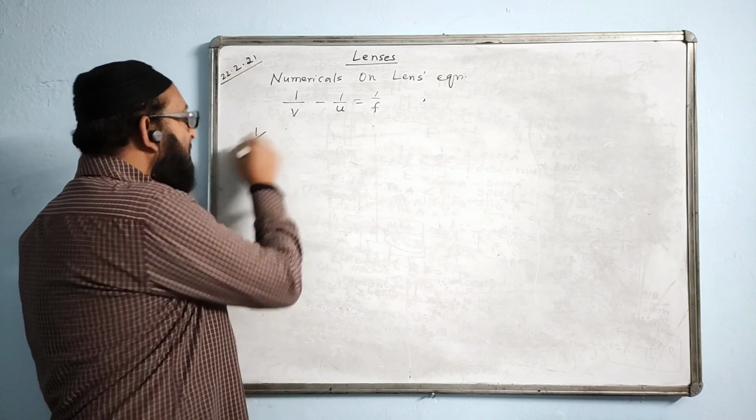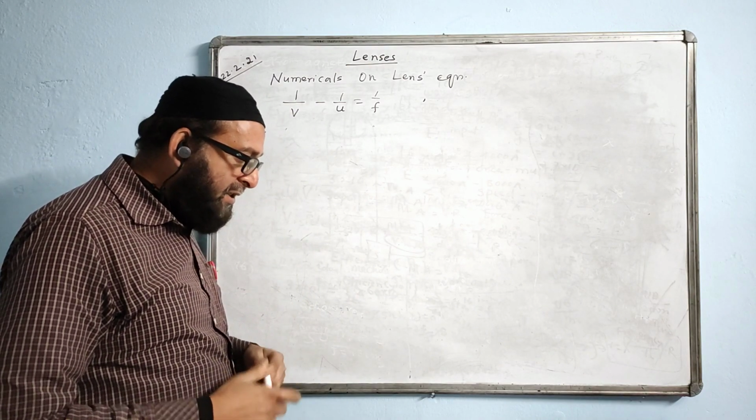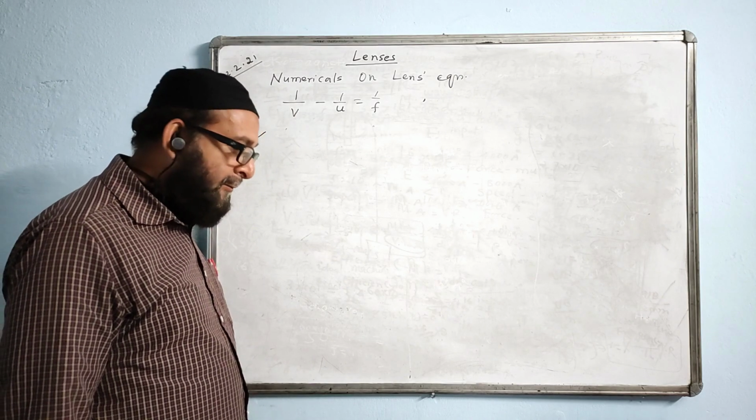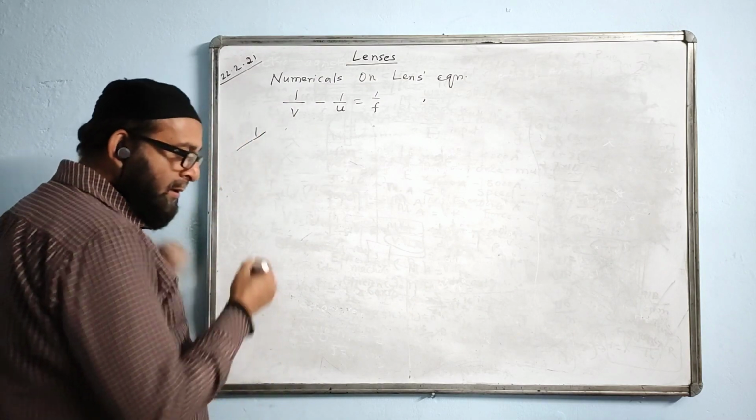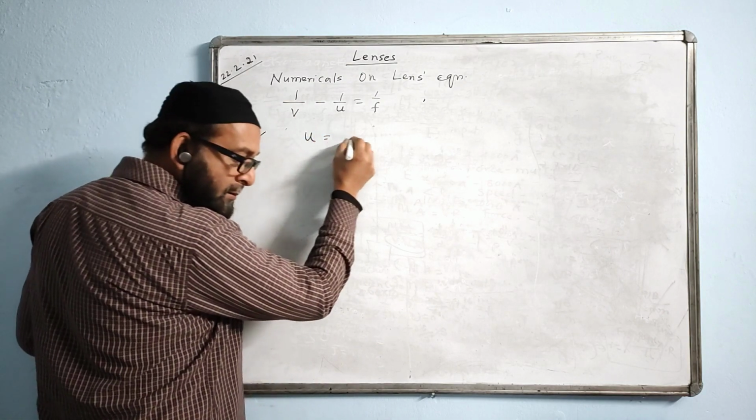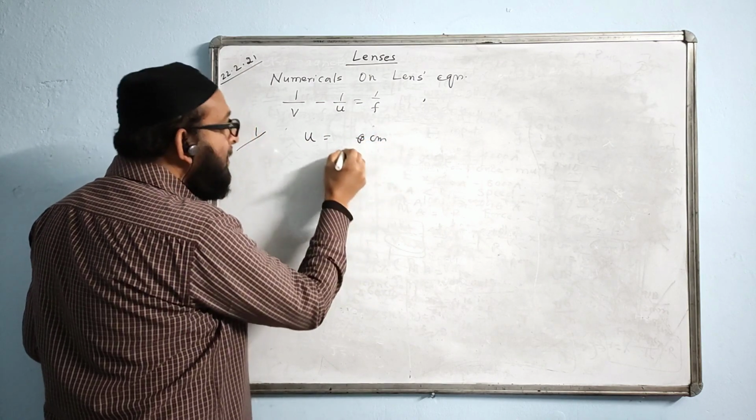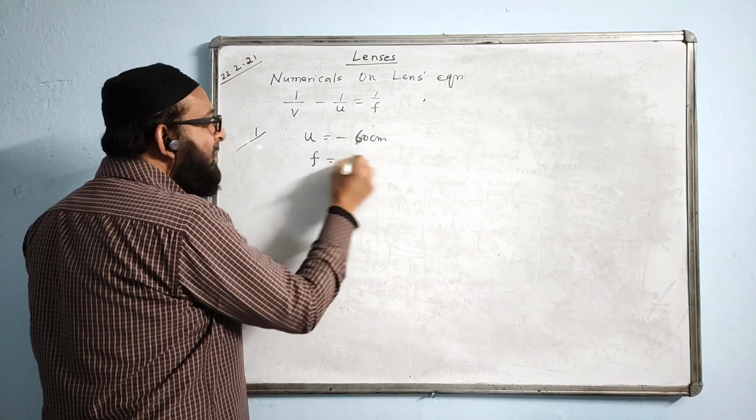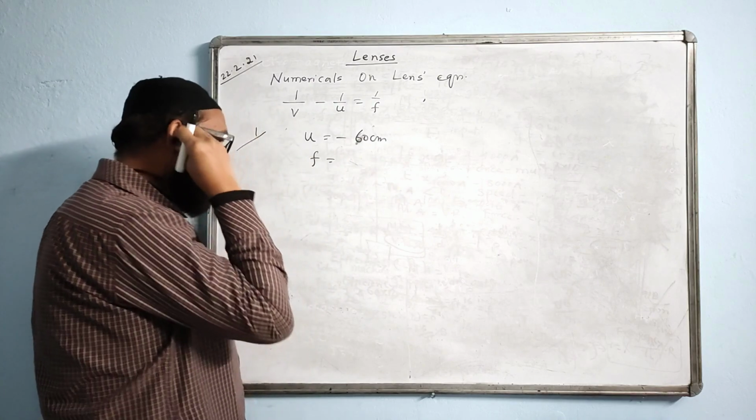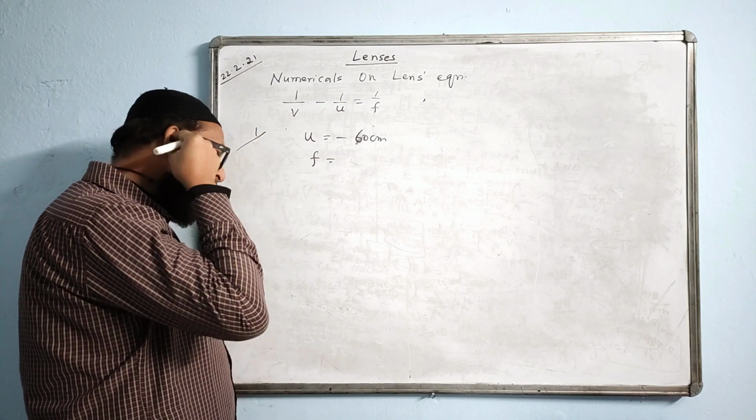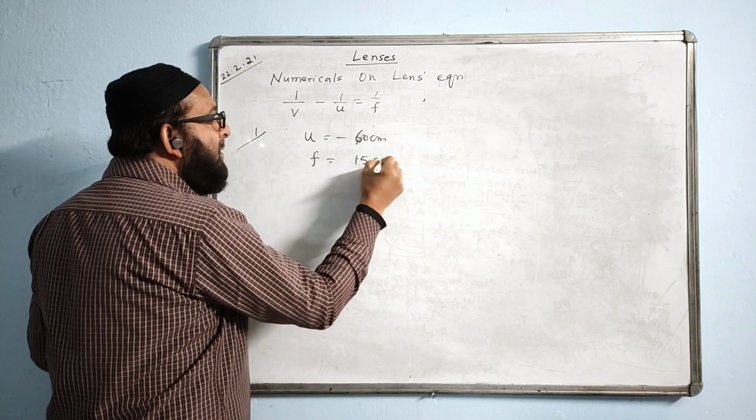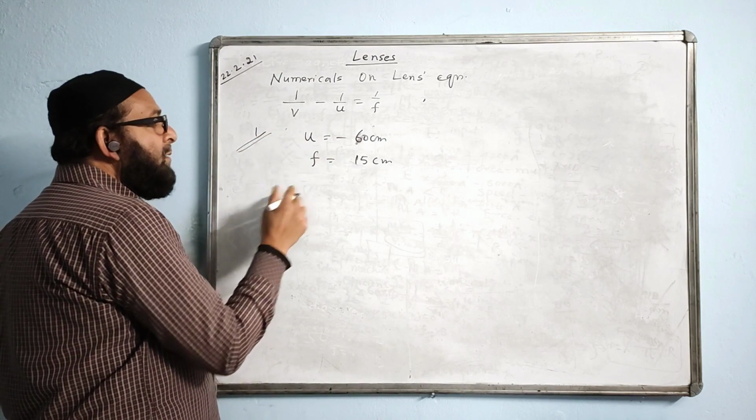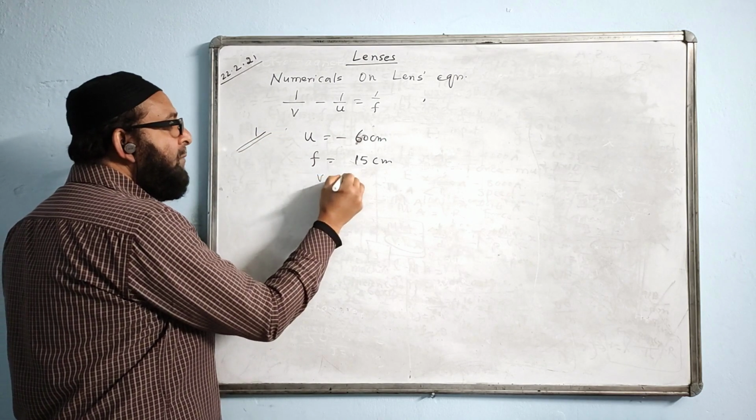Number 1, the question says: an object is placed at a distance 60 cm in front of a convex lens of focal length 15 cm. Find the position and nature of the image. Object distance is given 60 cm. u side is always negative, so we will be putting a minus sign. Focal length of convex lens is given 15. We write 15 cm with a positive sign because focal length of convex lens is positive.